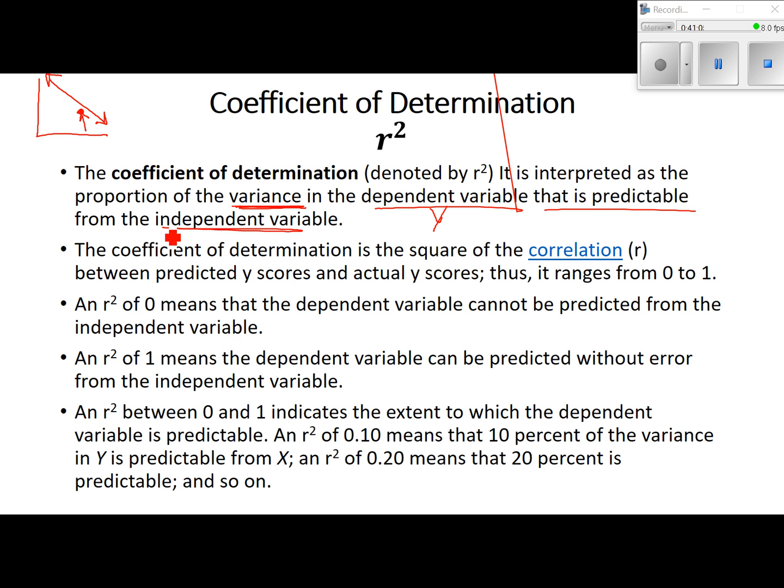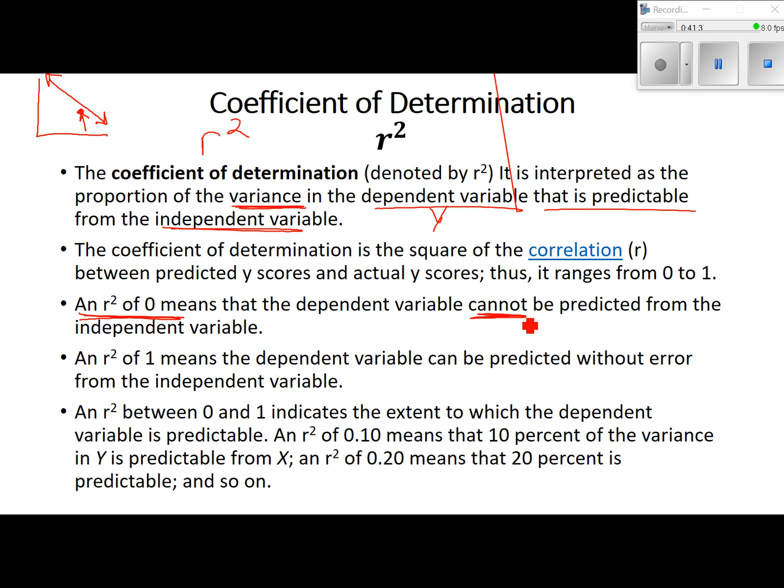The coefficient of determination is the square of the correlation, so all that's saying is you take R and then you just square it. Whatever R comes out to be, you square that, and that's going to give you your R squared. And an R squared of 0 means that the dependent variable cannot be predicted off of the independent variable.